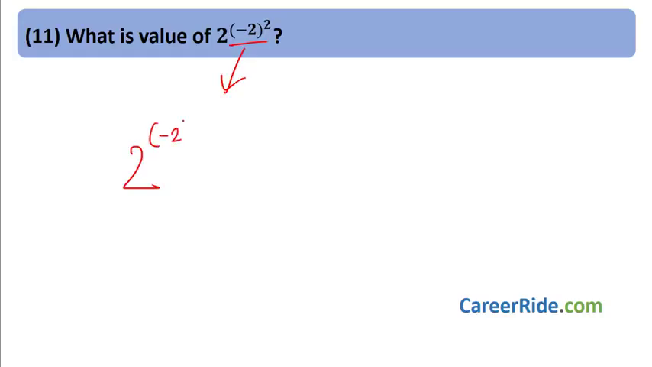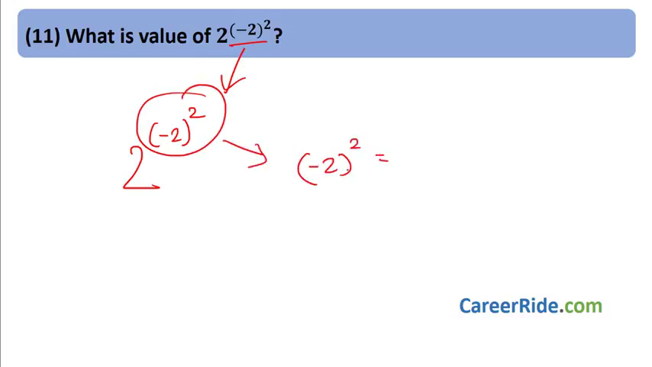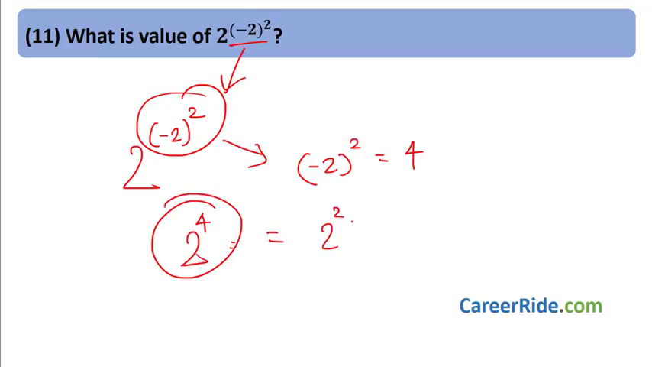2 raised to minus 2 square. Now what? Take this and solve this. Minus 2 raised to 2. The square of a negative number is a positive number only. So 2 square is 4. 2 raised to 4. This is the answer. Or we can write it as 2 square into 2 square, that is 4 into 4 is 16. This is the answer.